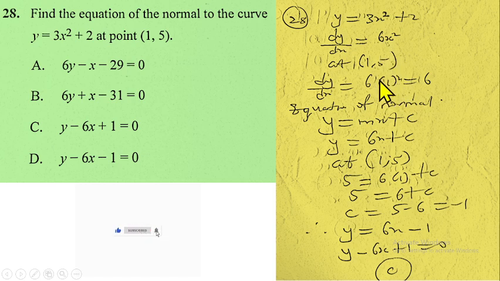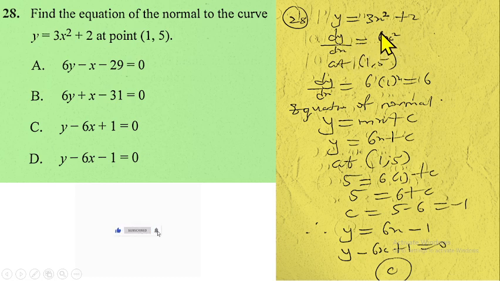Because our x is 1, it's going to give us the same answer, but this is wrong. It's supposed to be 6x, not 6x squared. So pardon me for that error. We are still going to get the same answer because of the value of x that we substitute here. But let's correct this: dy/dx is equal to 6x.